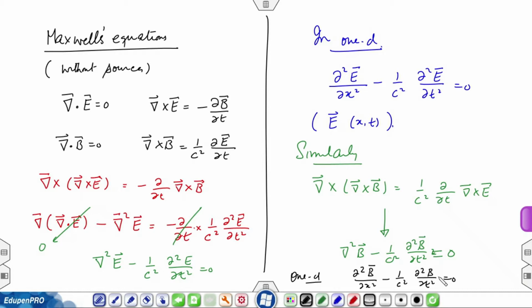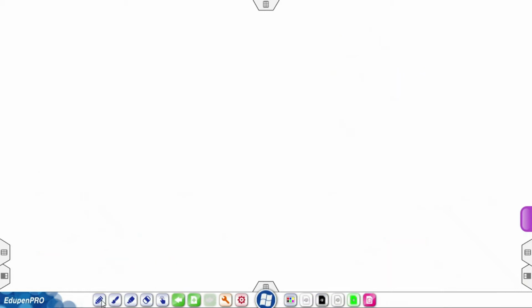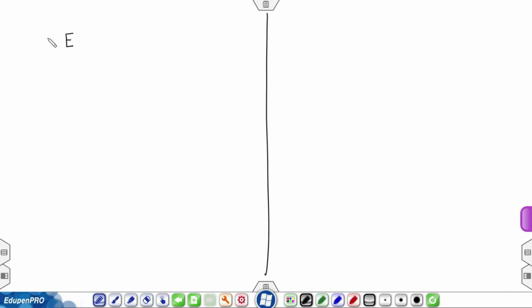So, what we get from the Maxwell's equations is that E and B satisfy this equation, del square E minus 1 over c square d 2 E over dt square equals 0, and similarly for B, and they lead to traveling wave solutions or stationary wave solutions, as we will see.